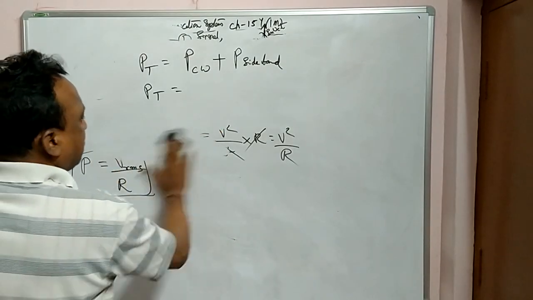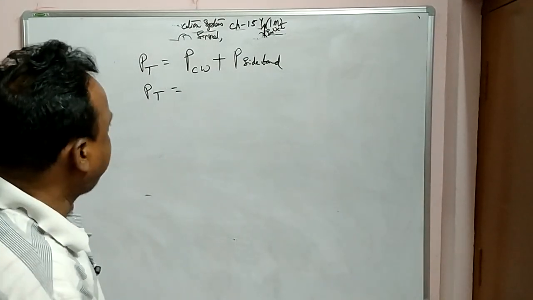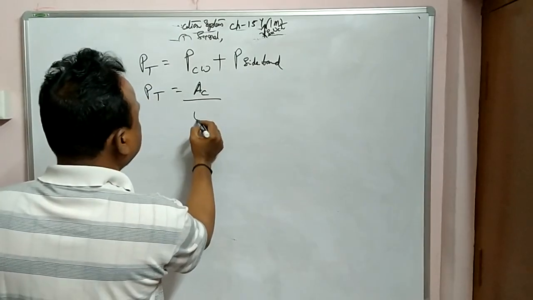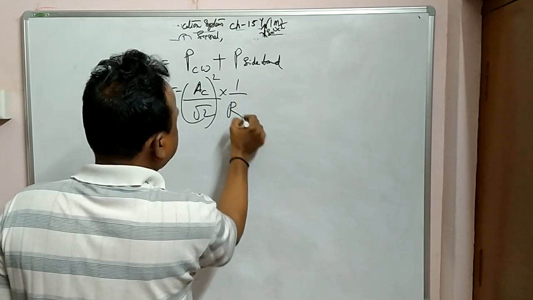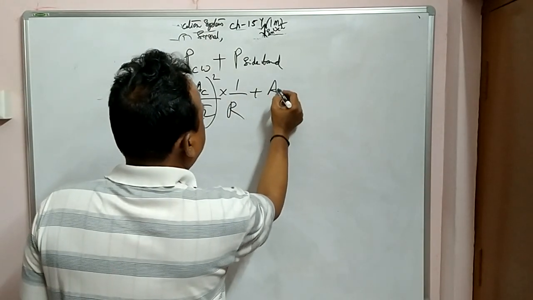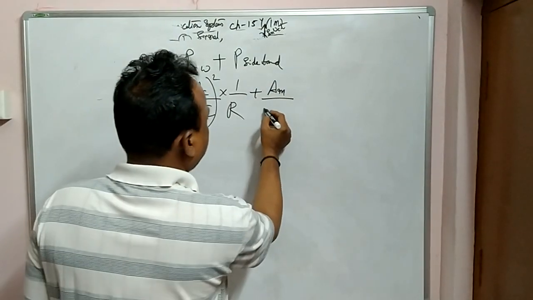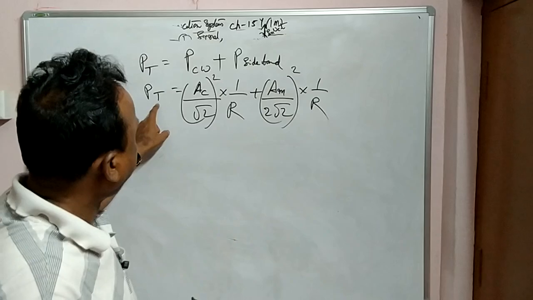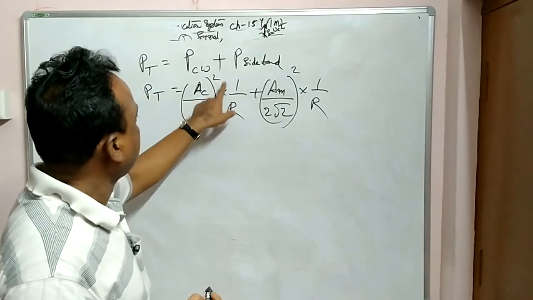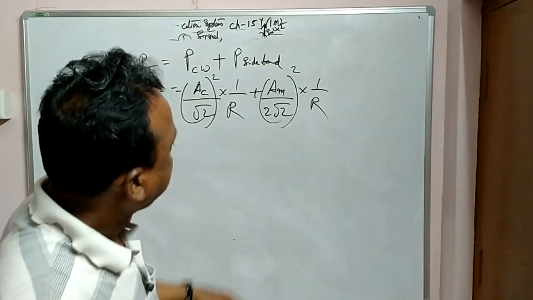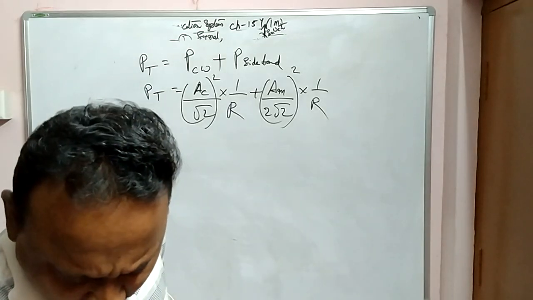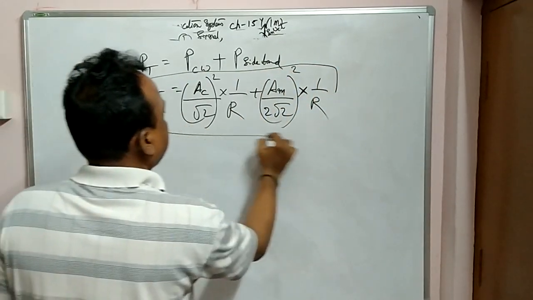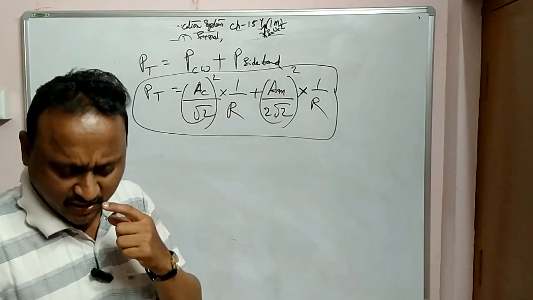Please note down. Power total is given by power carrier plus power sideband, and that is AC, amplitude of the carrier wave, by root 2 whole square into 1 by R (R is resistance of course), plus AM, amplitude of the message signal, by 2 root 2 whole square into 1 by R. This is the formula you will be using for numericals. This is the formula for power total. At times you can use it for the numericals.